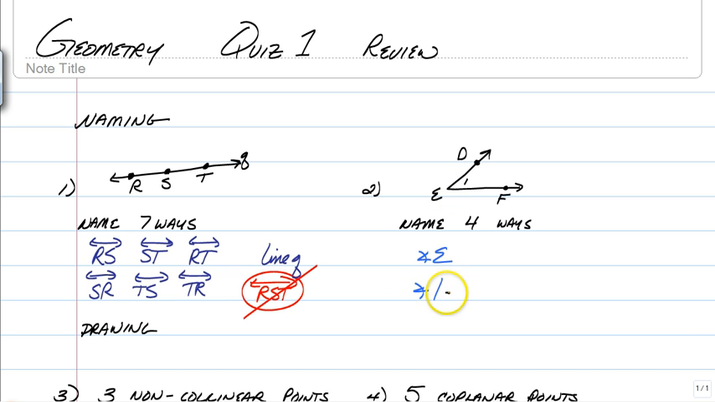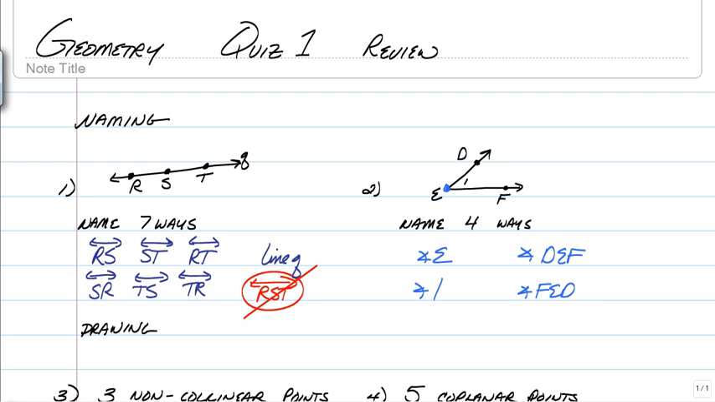You can also name it by angle 1. If you have a number on the inside, you can name it with that angle. Otherwise, you can always name an angle with 3 letters. So remember, the vertex always needs to be the middle letter. So you have angle DEF, or you have angle FED. You cannot name it EDF or EFD or DFE. The second letter always needs to be your vertex.